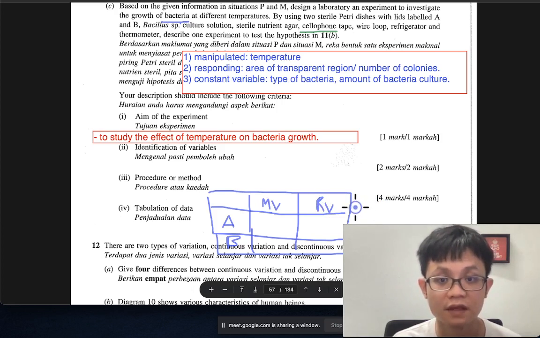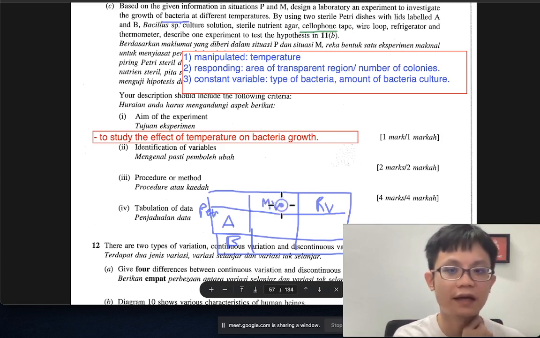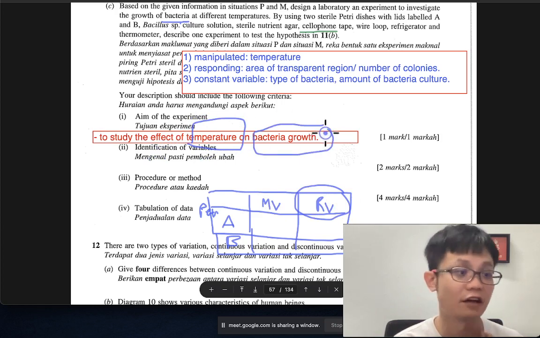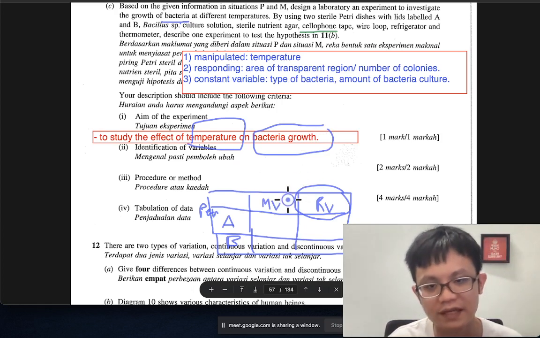Oh yes, okay. Because I'm lazy to write, I put here Petri dish A and B. The manipulated variable is the temperature, and the responding variable will be maybe the number of colonies. I forgot to bring my pen, so that's why I just use my mouse to draw something like this.